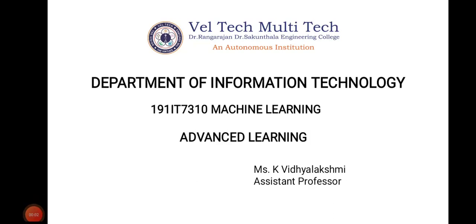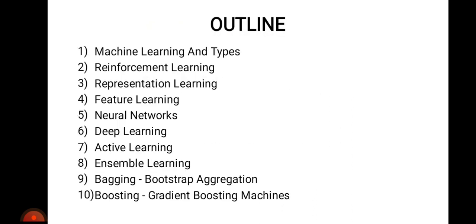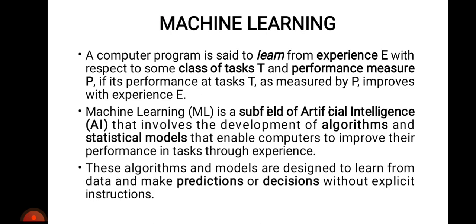Dear students, today we are going to discuss the advanced learning concepts in the machine learning course. The course code is 191IT7310. The outline of this PPT is machine learning and its types, and what is reinforcement learning, representation learning, feature learning, neural network, deep learning, active learning, ensemble learning, bagging, bootstrap aggregation, boosting, gradient boosting machines. We will see one by one.